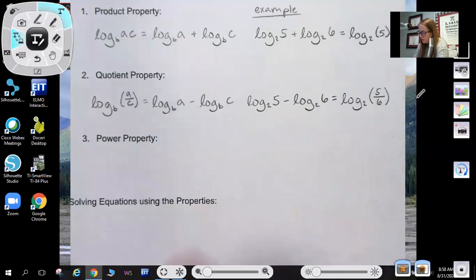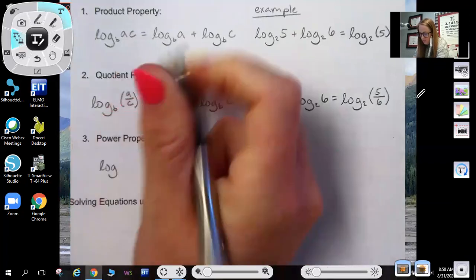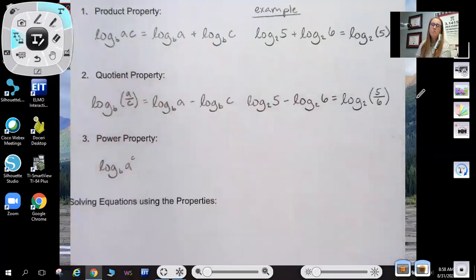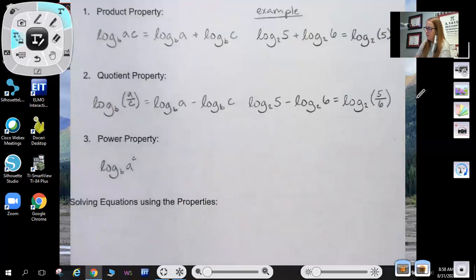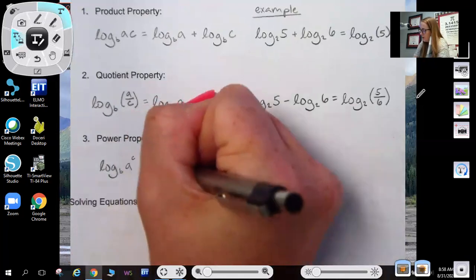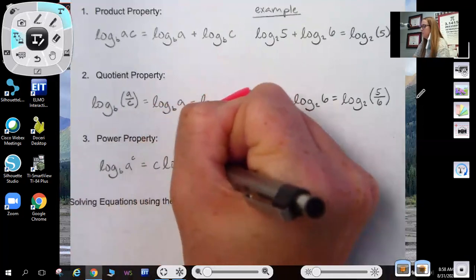Okay, power property. Log base b of a to the c power. So this time c is an exponent on a. This property says that whatever that exponent is can be moved down in front of the logarithm. So this becomes c times log base b of a.